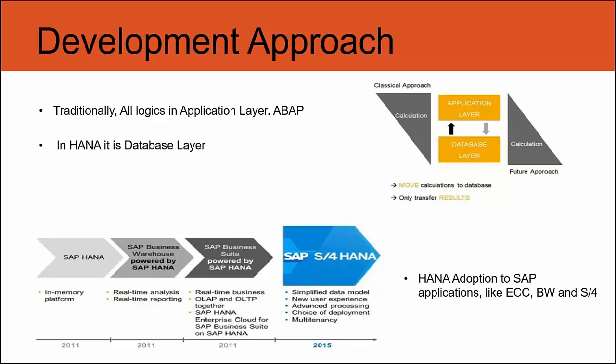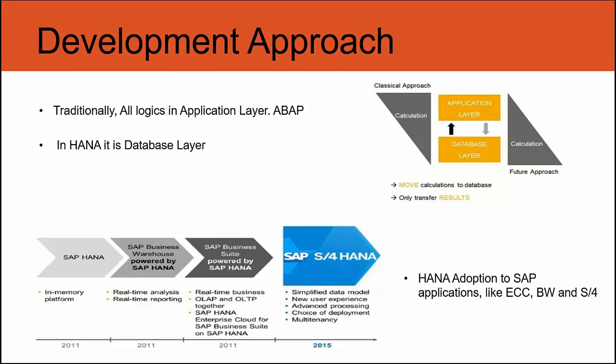But with the HANA introduction, they wanted to get the maximum power of what the database can do. So SAP is trying to push all the logic to the database layer instead of the application layer. We are trying to reduce the coding in the application and move it to the database, so that the processing can be much faster in the database, and results can be accessed much faster than it used to be before with traditional application languages.